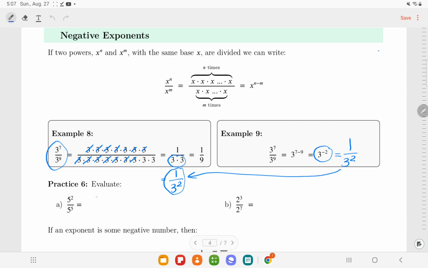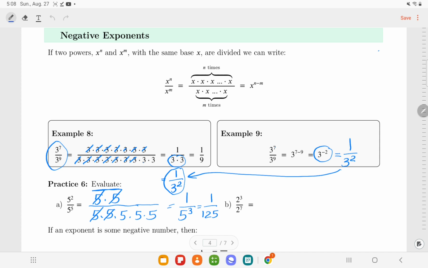Let's try practice 6. So we have 5 times 5 over 5 times 5 times 5. We multiply 5 times by itself. We reduce it. We end up with 1 over 5 cubed. And we know that 5 times 5 is 25 times 5 is 125. So that's 1 over 125. So we have to find the final answer. We have to evaluate it.